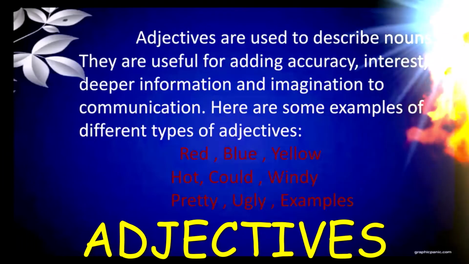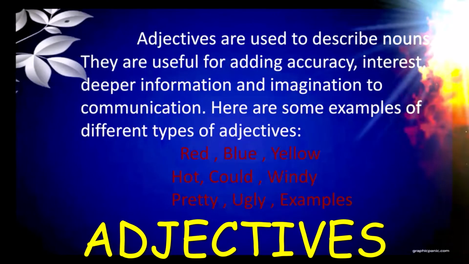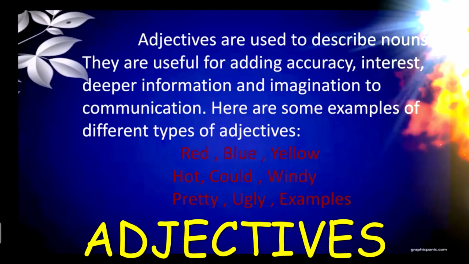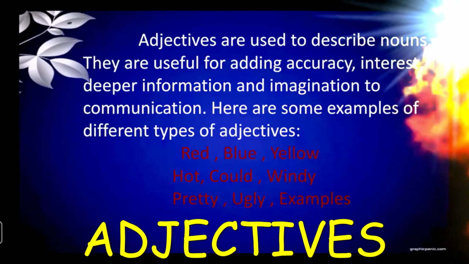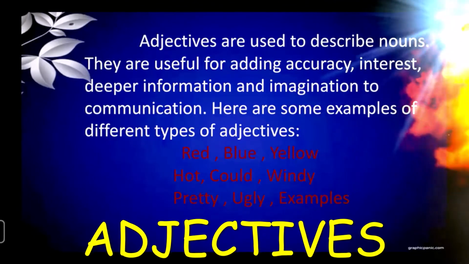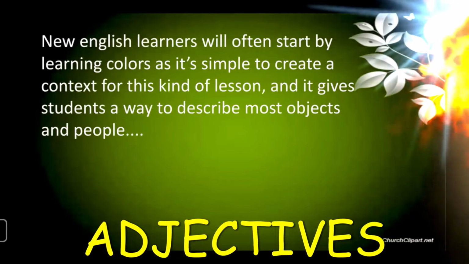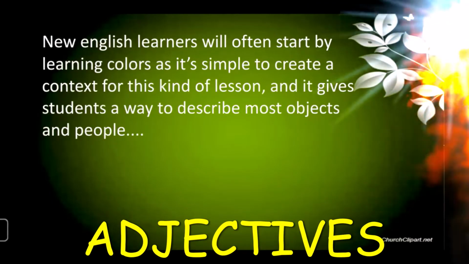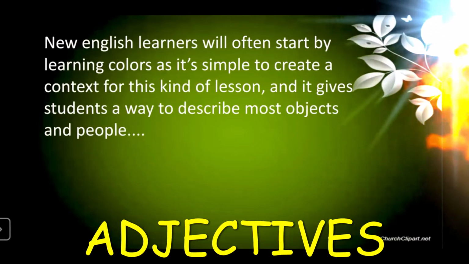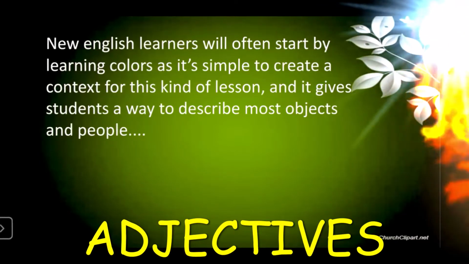adjectives. Adjectives are used to describe nouns. They are useful for adding accuracy, interest, deeper information and immersion to communication. Here are some examples of different types of adjectives: red, blue, yellow, hot, cold, windy, pretty, ugly. New English learners will often start by learning colors as it's simple to understand the concept for this kind of lesson, and it gives students a way to describe most objects and people. Thank you.